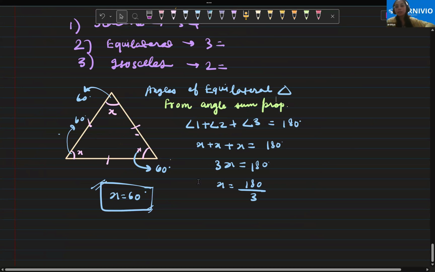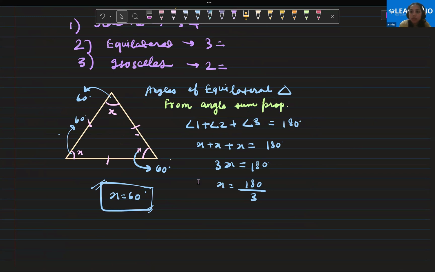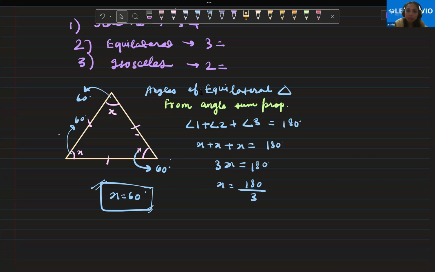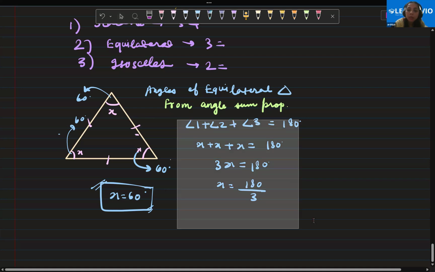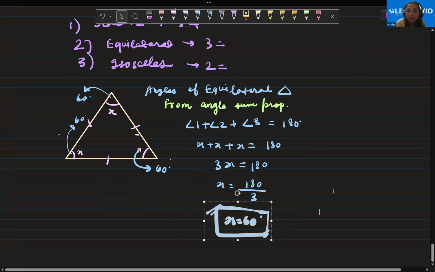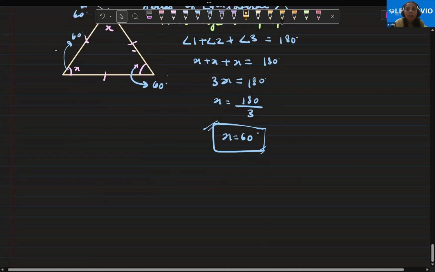Now let's move on. So that's all for the equilateral triangle. We don't have much on this because we know that the sides are equal, and because of that all the angles are equal. So there's nothing else to find in that. If a question comes like, prove all the angles of an equilateral triangle are equal, you can just write this. This will be your proof. Clear to both of you?